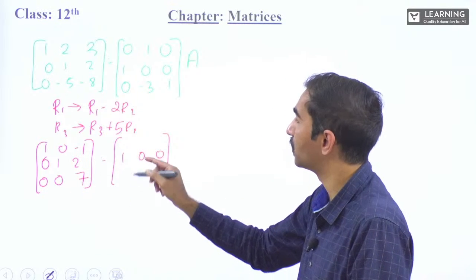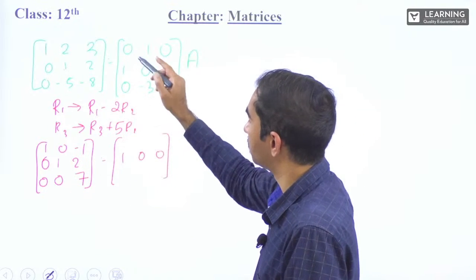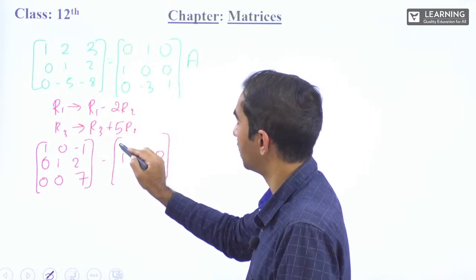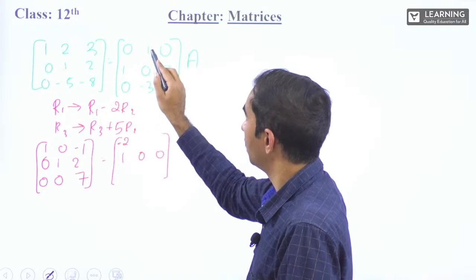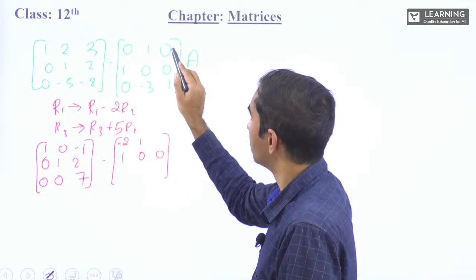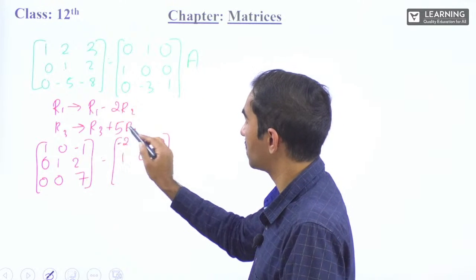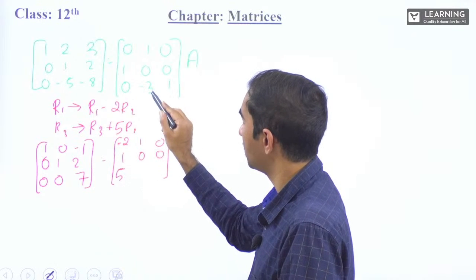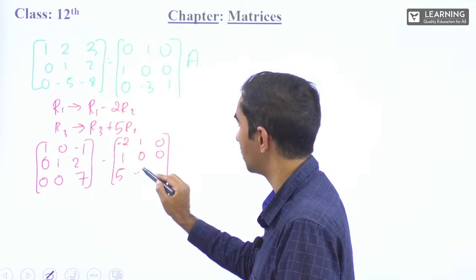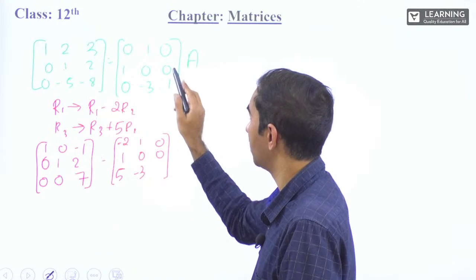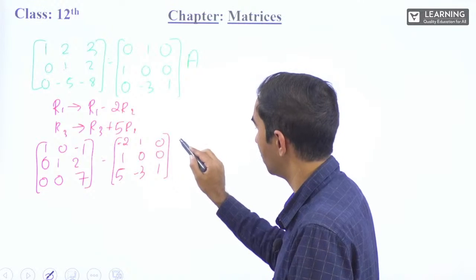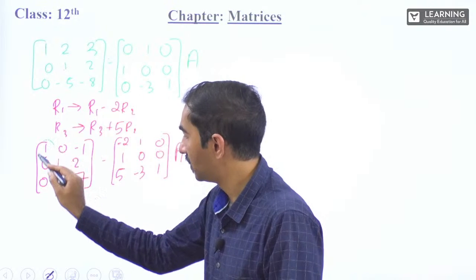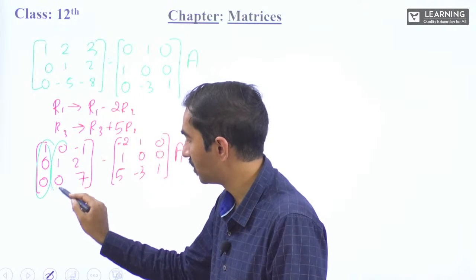On this side what will we be getting, students? R1 minus 2 times of R2. So this will become minus 2. 1 minus 2 into 0, 1 only. 0. So this will become 0. R3 plus 5 R2. 0 plus 5, so that will be 5. Minus 3 plus 5 into 0 is minus 3 only. And here 1 plus 5 times of 0 is 1 only. Here we have A again. Now see this, both the rows have become equal to identity matrix 1, 0, 0, 0, 1, 1.